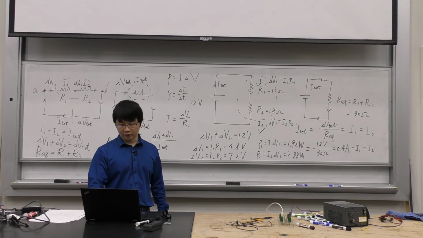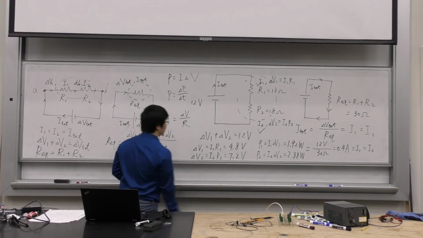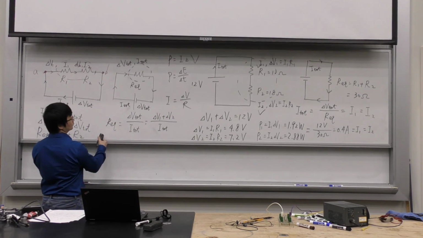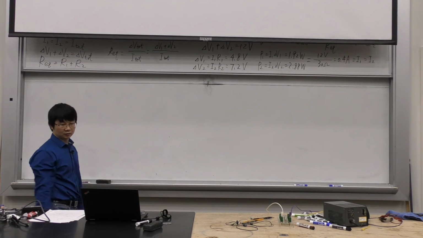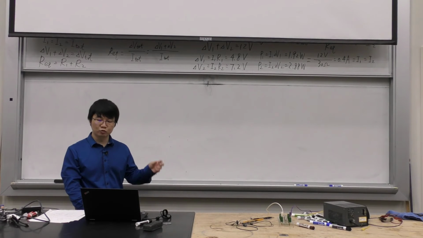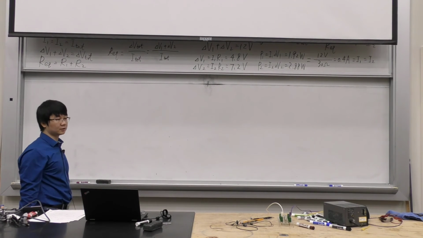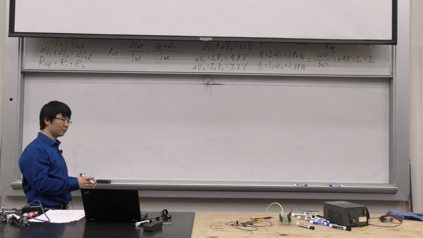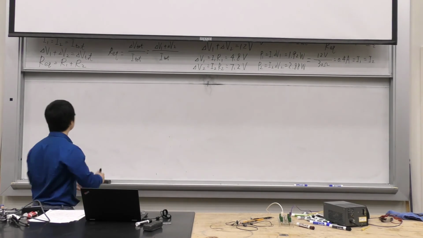Now let's take a look at a parallel circuit. Remember, what is a parallel connection? That's when you have these elements connected to the same two points in the circuit. They don't have to be directly connected to the battery. As long as you have some elements connected to the same two points, they are in parallel.